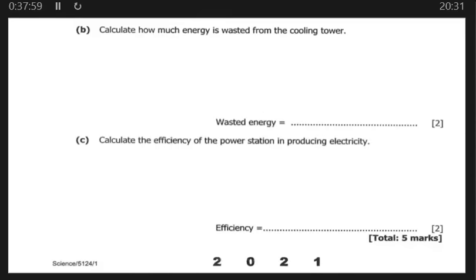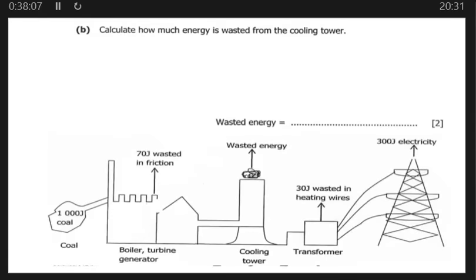So here we are, question B. Calculate how much energy is wasted from the cooling tower. All right, so let's bring again the factory or industry. Here we are on the industry. You should know that on this side here we have the source of the energy, and on this side is where the energy is going. So this side is energy input, and this is the energy output, like this: energy output, energy input.